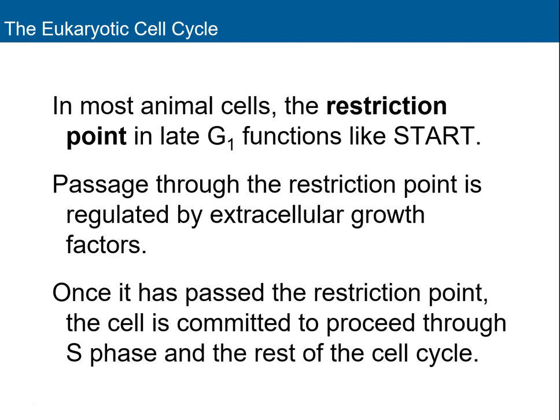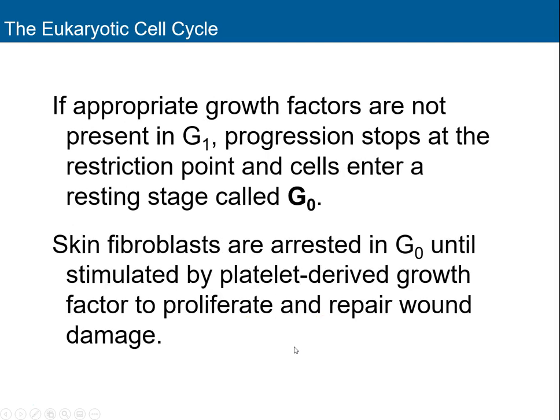Okay, and passage through this checkpoint is regulated by growth factors. If there are not enough growth factors outside the cell, then the cell is not going to progress through this first restriction point in G1. So we can call it a G1 checkpoint, restriction point, whatever you want to call it. Here we're calling it restriction point, but again, it's at G1. It functions the same way. If appropriate growth factors are not present in G1, progression will stop and the cell will enter a resting stage. So what's happening in yeast and in mammalian cells is the same. It's just that we're not going to call this checkpoint start in mammalian cells.